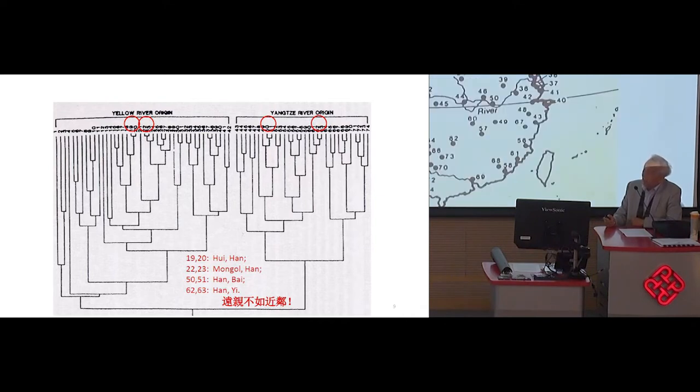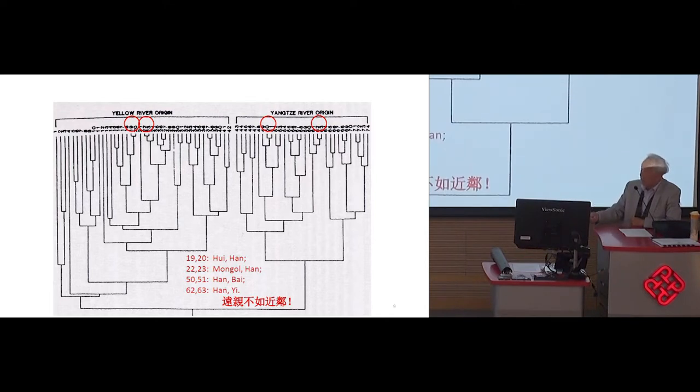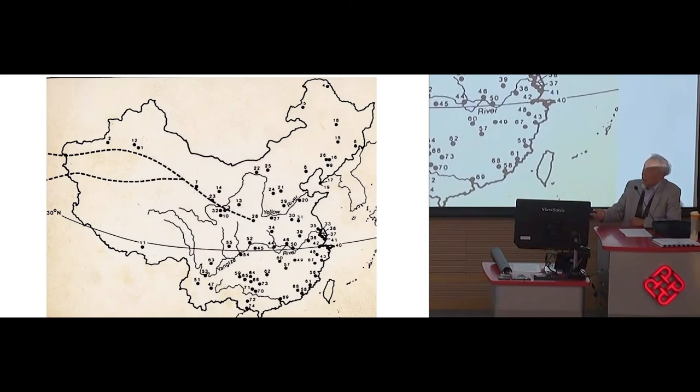And here's the map. Here's the Huanghe. Here is the Changjiang. And you can see the distribution of the 74 sites. And this separation here at the root corresponds to a separation along latitude 30, which runs from Lhasa to Shanghai, right along the Changjiang. Linguists have long noted that geography plays a very important role in culture, including, of course, language.